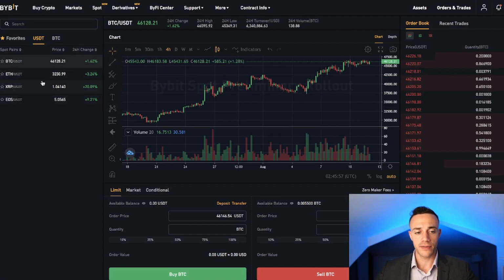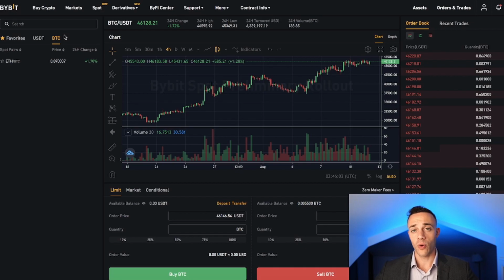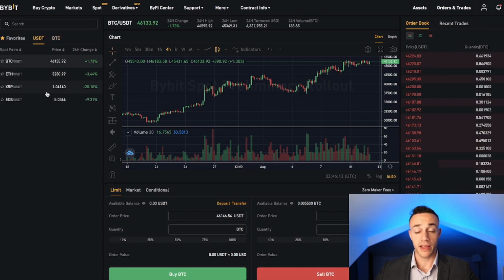Over here on the left side of the screen is where we see our trading pairs. We either have USDT pairs or Bitcoin pairs. The only Bitcoin pair available to trade is the Ethereum Bitcoin pair, which is trading for 7,037 Satoshis right now. And then there are the USDT pairs, and there's 4 of those: Bitcoin, Ethereum, XRP, and EOS. So we're looking at the Bitcoin USDT chart right now, and that is in the middle here.